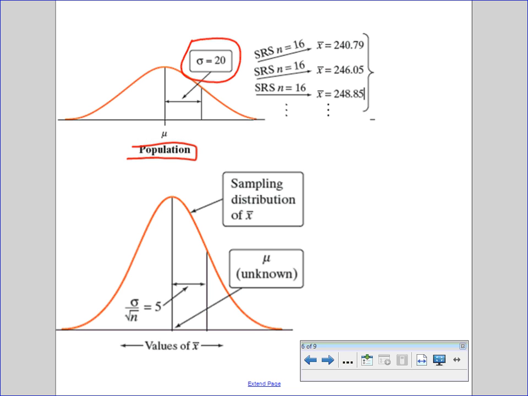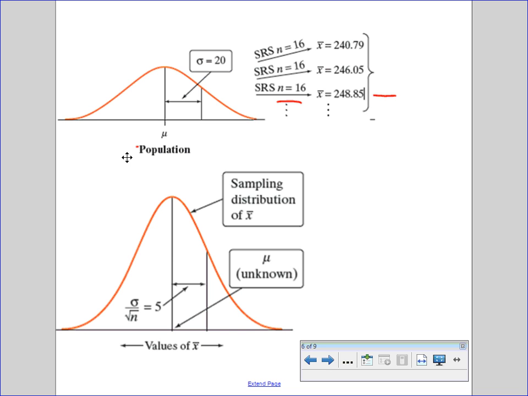But we only take small samples of 16, and every time, this should be 200, sorry, not 20, something got cut off there. 250, I don't know what's going on with this. 240. Oh, it's giving me sigma, sorry. I apologize, I botched that. Let's start this whole slide over.